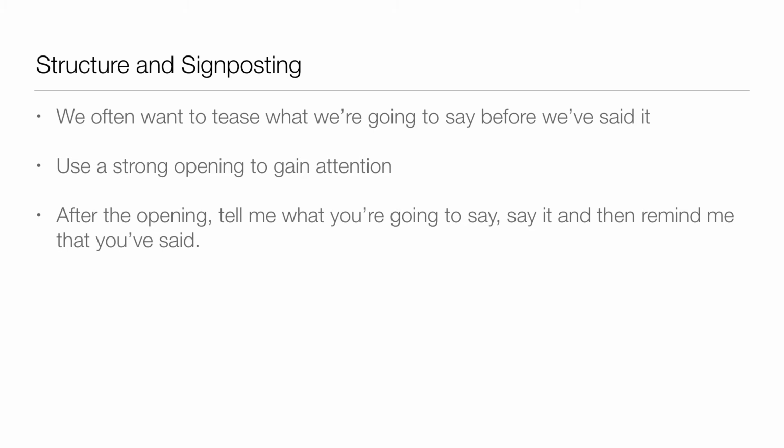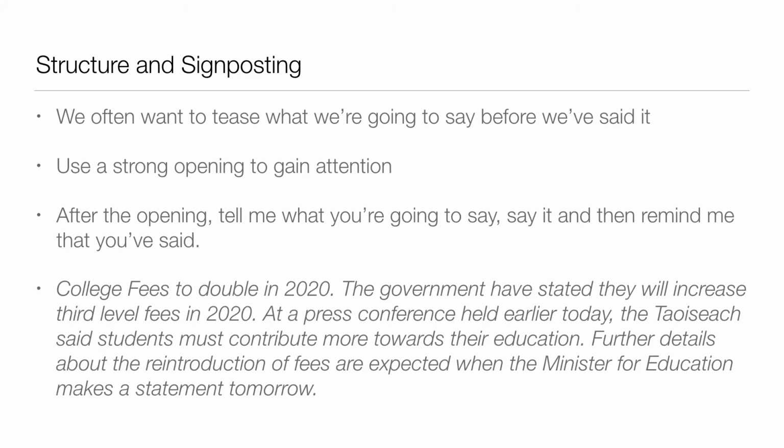Okay. And here's an example. Now, this is more like a news report, but I think it illustrates the point very, very well. College fees to double in 2020. The government have stated they will increase third level fees in 2020. At a press conference held earlier today, the Taoiseach said students must contribute more towards their education. Further details about the reintroduction of fees are expected when the Minister for Education makes a statement tomorrow.